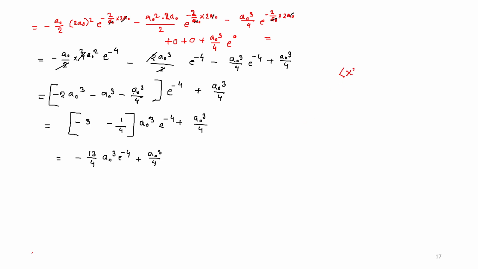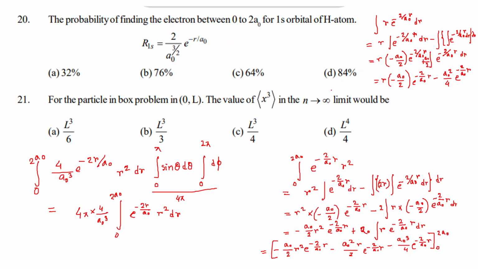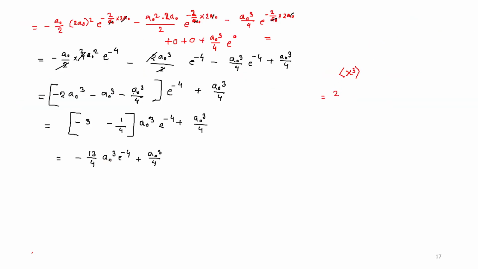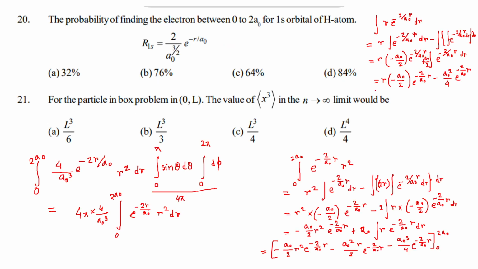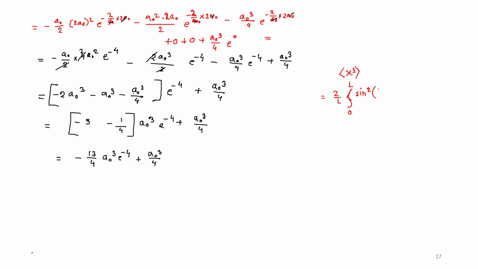X cube for a particle in a box, right? 0 to L. So it would be root 2 by L, I have already taken it out, sine. So it would be the integral of 0 to L sine square n pi x by L, times x cube, dx.